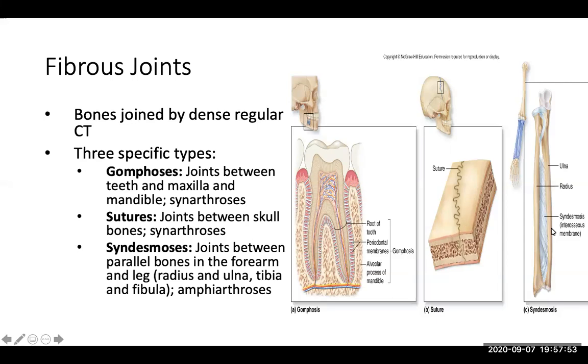And syndesmoses are joints between parallel bones, such as your radius and ulna in the forearm and your tibia and fibula in the lower leg. And these are amphiarthroses, so they're slightly movable. And these joints keep these two bones held together when you turn your forearm facing posteriorly.